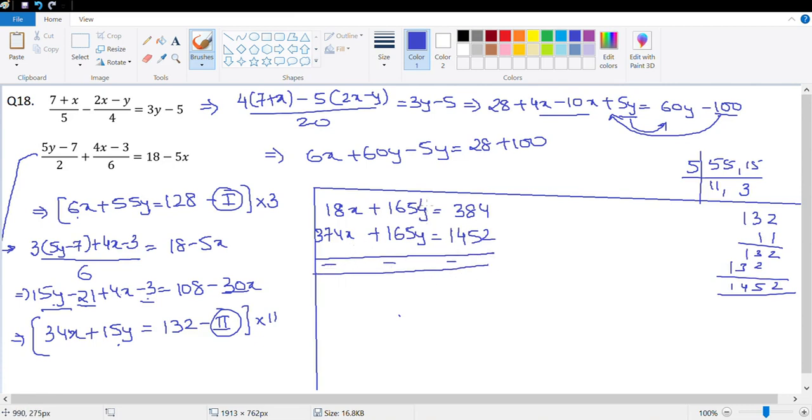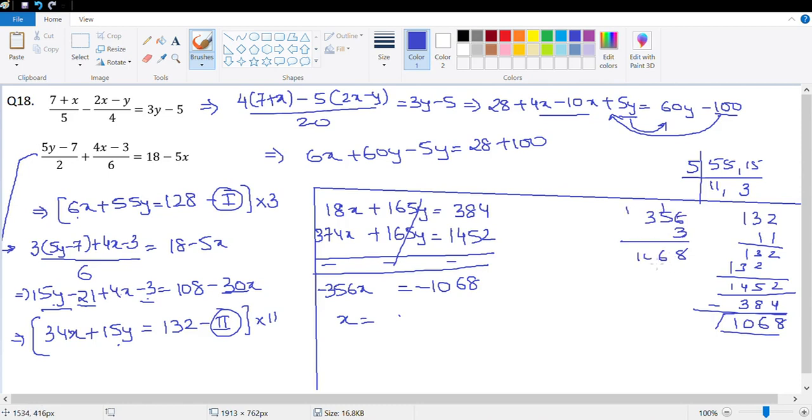Now that we've got the coefficient of y equal, let's subtract them. So what we have is 18 minus 374, that's negative 356x, is equal to 384 minus 1452, which is negative 1068. That's correct, which means x is equal to 1068 divided by 356. I think 3 times, right? 356 into 3 is 1068. That's correct. So x is equal to 3.